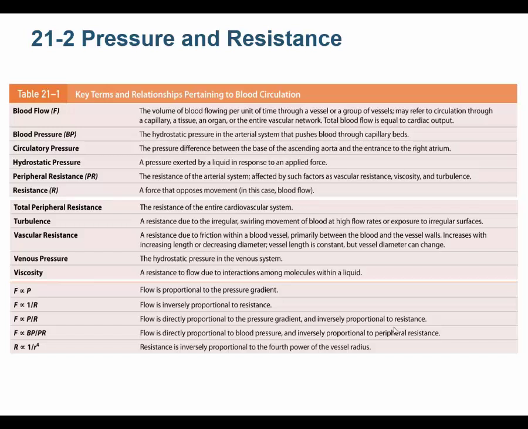So this table gives you some formulas, and let me tell you a couple of the important things here. One of the important things is that flow is proportional to pressure. That should make sense. If you increase the pressure, you're going to increase flow. And I think that's pretty intuitive. If you decrease pressure, you decrease flow. And likewise, if you decrease flow, then you're going to decrease the pressure downstream. And if you increase flow, then you're going to increase the pressure downstream.